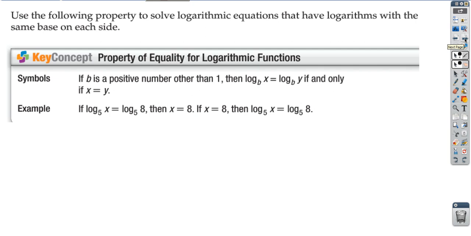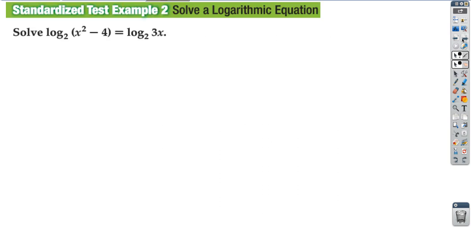Alright, this is just the idea that we've talked about earlier. It basically means if you're taking the log with a certain base on one side and a log with that same base on the other, that means whatever you're taking the log of has to be equivalent on both sides. If the log base 5 of x equals the log base 5 of 8, that means x must be equal to 8. There's no other way to make those equivalent to each other. So that's called the property of equality for log functions. Most people don't have that memorized or anything. It's just the idea that's important to know.